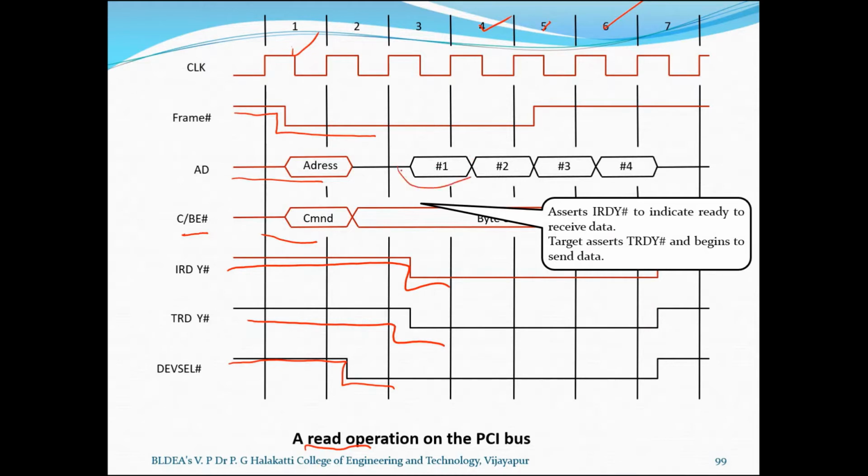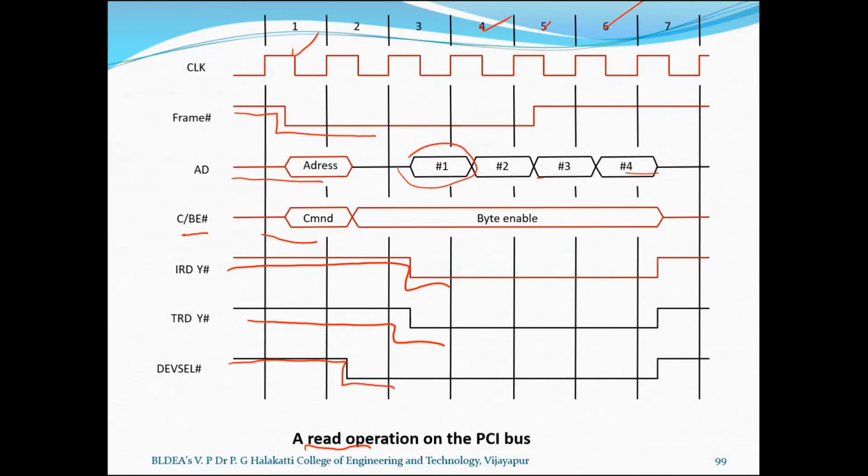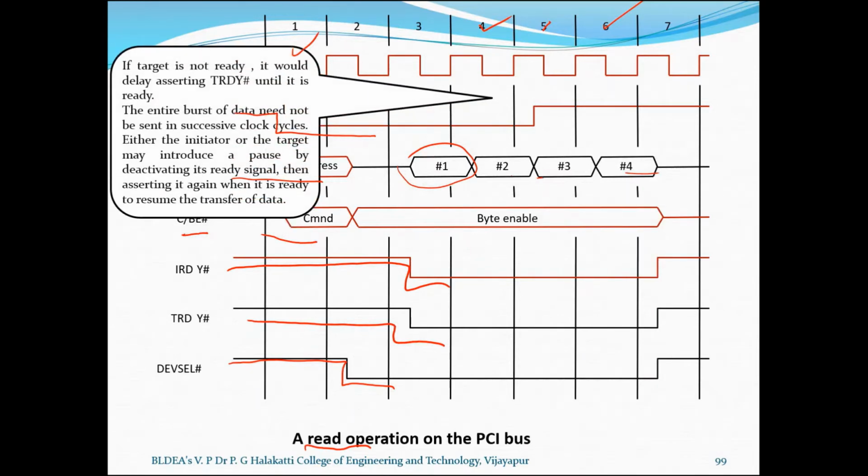Once the first word is put, the consecutive words of data will be automatically sent on the line. The FRAME# signal is used to indicate the duration of the burst. It is deactivated during the read or writing of the second last word. So you can see here it is deactivated during the second last word of the transfer.